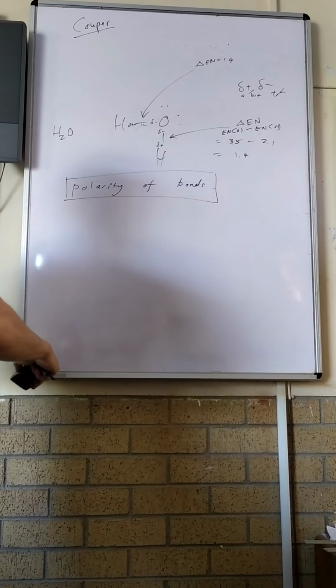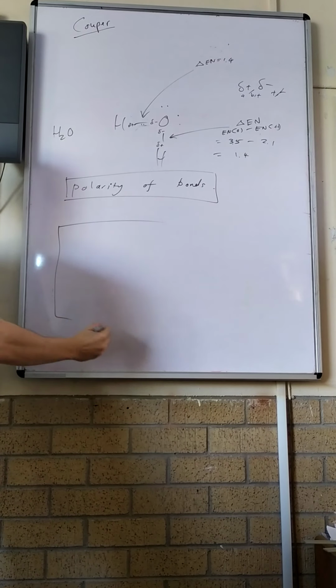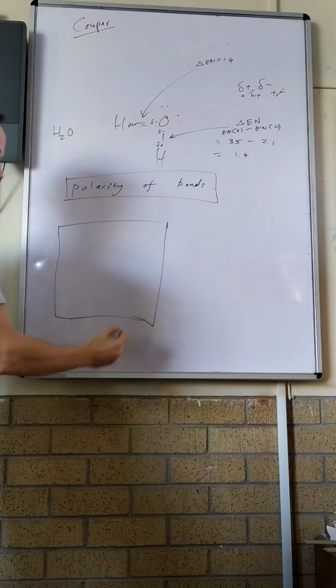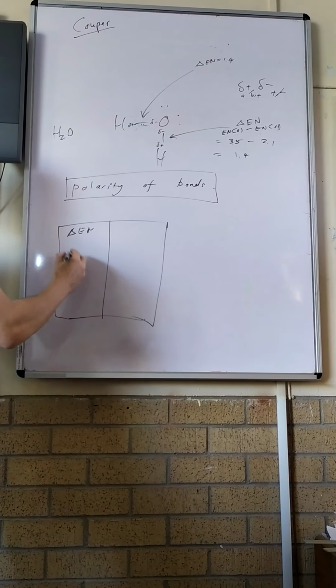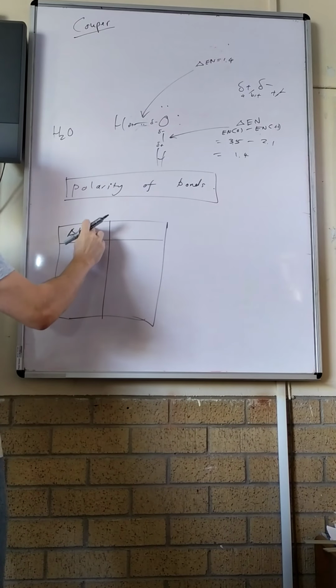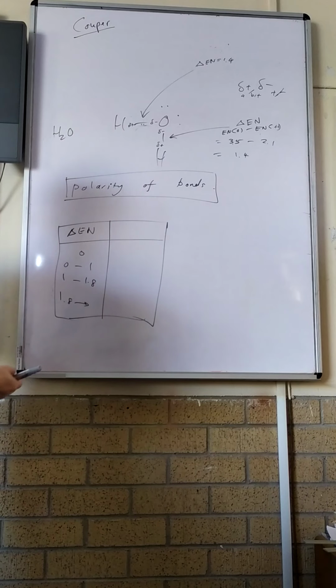It's very easy. Well, I guess I should show you the table quickly, just for the sake of the video. The table of delta EN and what you call everything. Delta EN could be 0, right? It could be from 0 to 1. It could be from 1 to 1.8, or it could be greater than 1.8. These are the options.